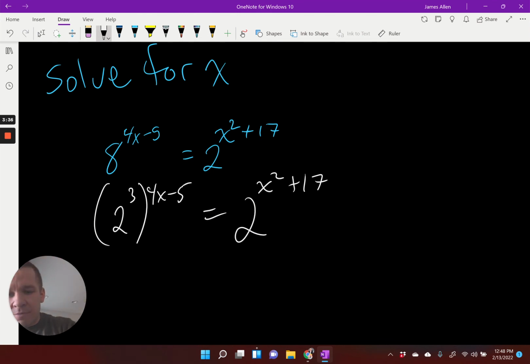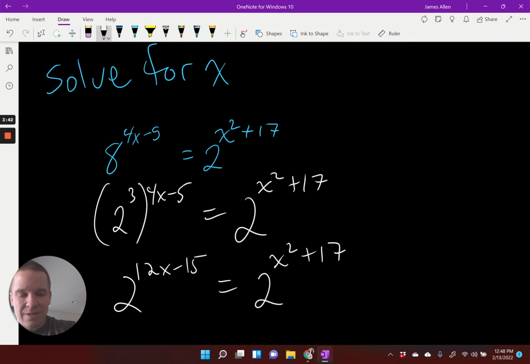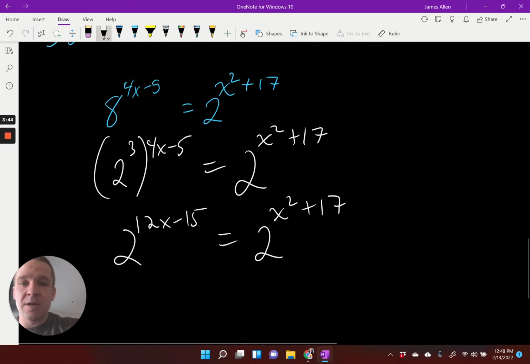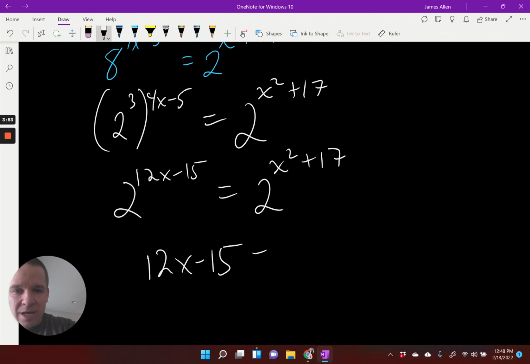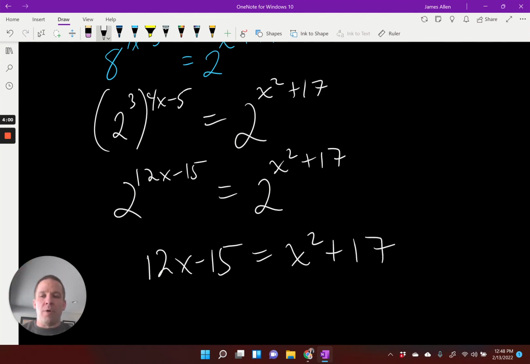All right, so I'm going to have 2 raised to the 12x minus 15 equals 2 raised to the x squared plus 17. I've got like bases, so I can use my one-to-one property of exponentials, right? One-to-one property of exponents and set those equal to each other. So 12x minus 15 equals x squared plus 17. That's better. Oh boy, I got myself a quadratic here. So I need to set everything equal to 0, right? That's my strategy when solving quadratics. Bring everything to one side.